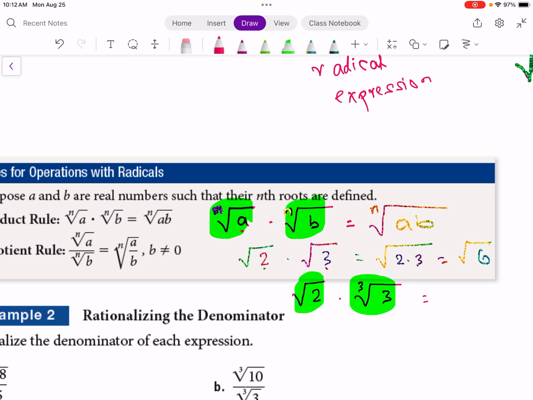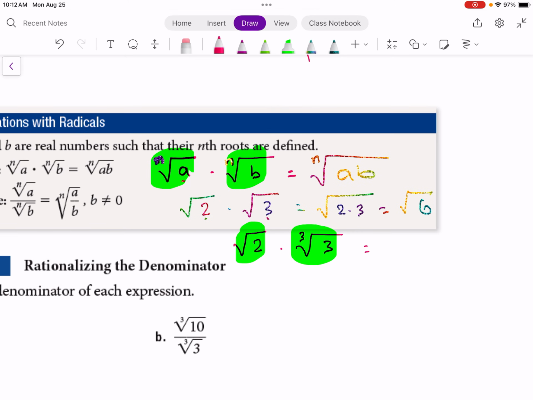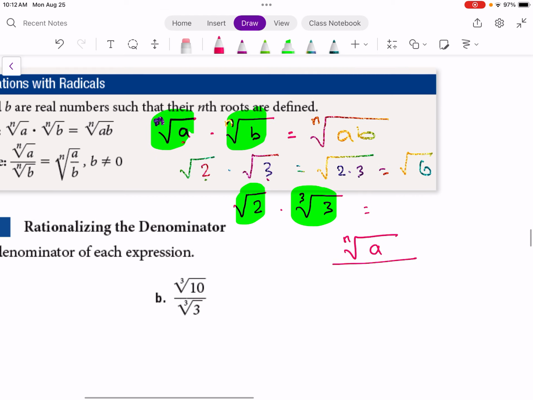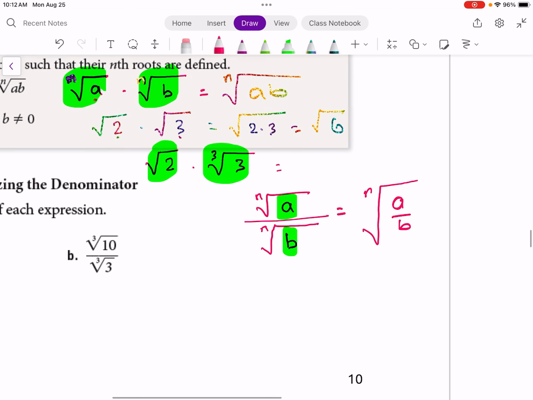In a similar way, if we are dividing radical expressions, we have a radical expression here with an index n and radicand a, and we divide it by another radical expression with the same index n and a different radicand b. This is similar to the previous one. You have the radical sign, the same index, and now you are dividing radicand a by radicand b. So this is a divided by b. Let's take an example.